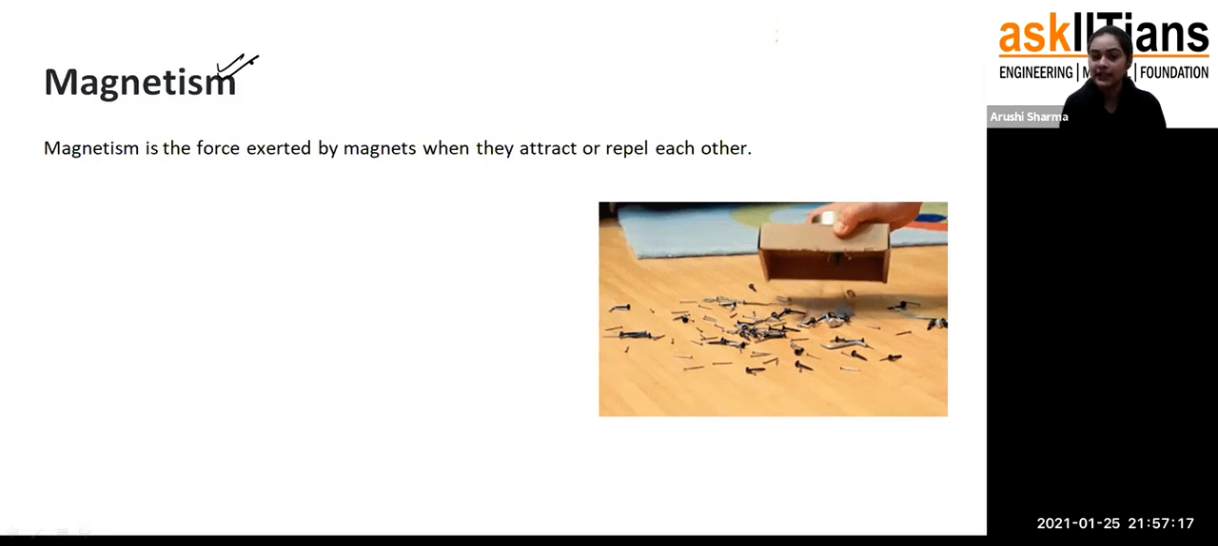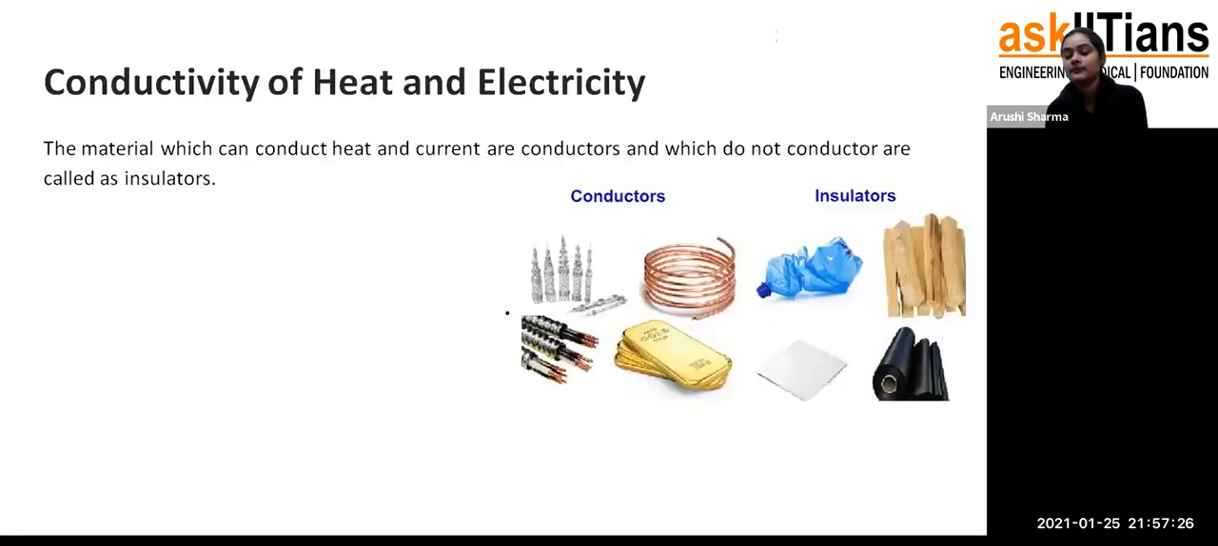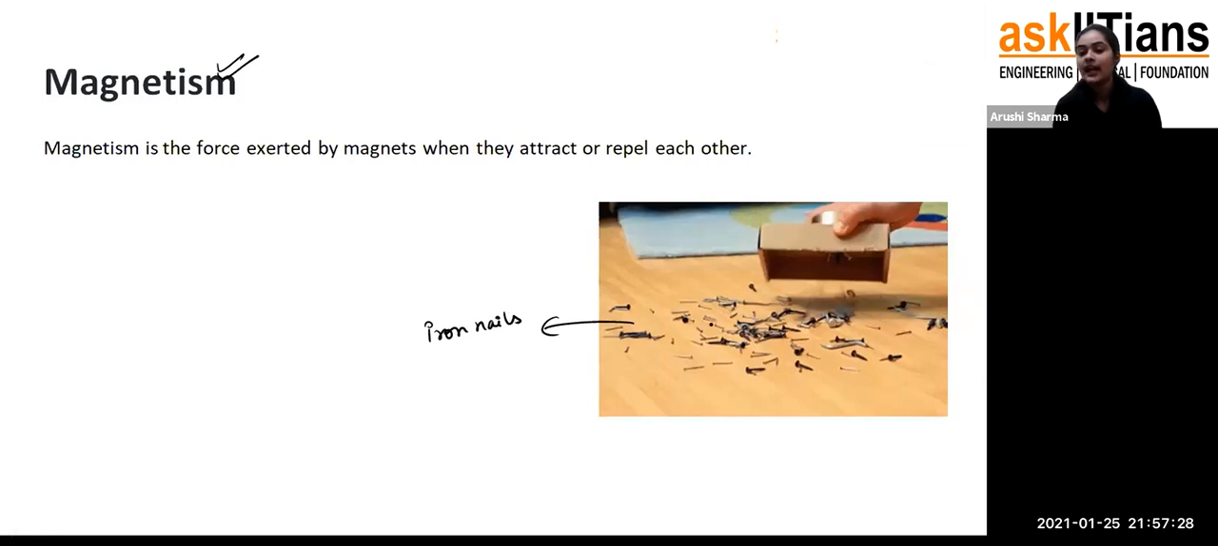Okay, so in magnetism, there is the property of the magnet that it attracts or repels some kinds of material. For example, if we bring a magnet near iron nails, like in this picture, this magnet will try to attract the iron. Iron has this property. This Fe represents iron. You will get to know when you go to higher classes that iron is represented by the symbol Fe.